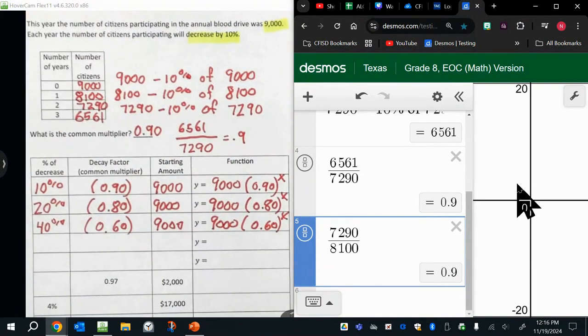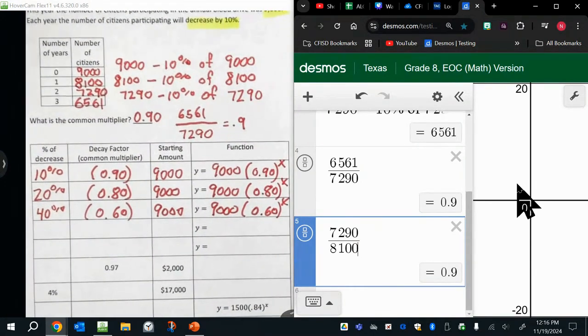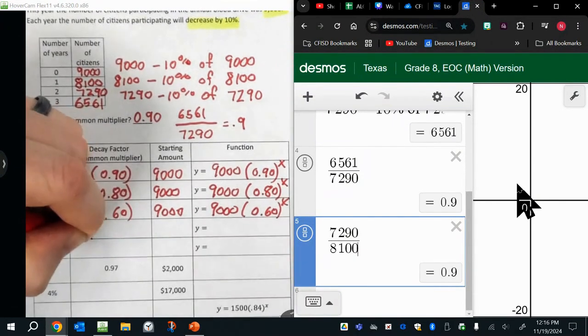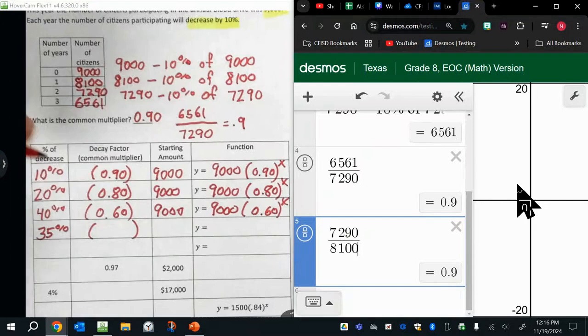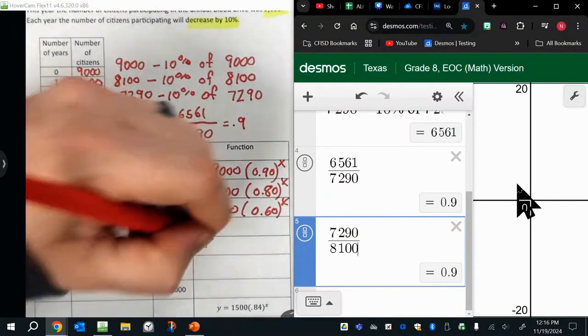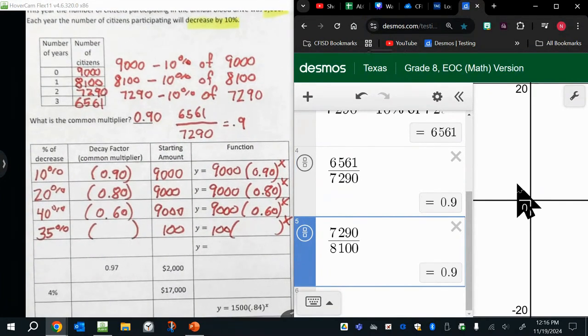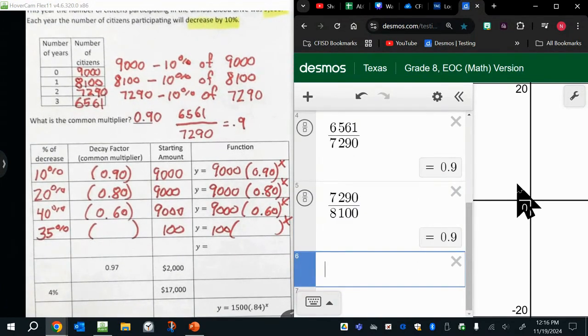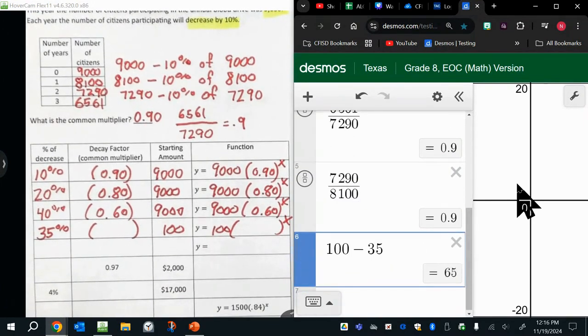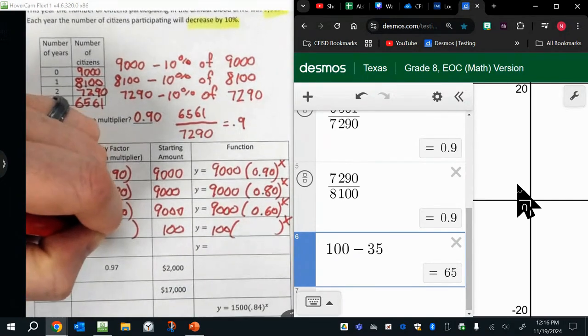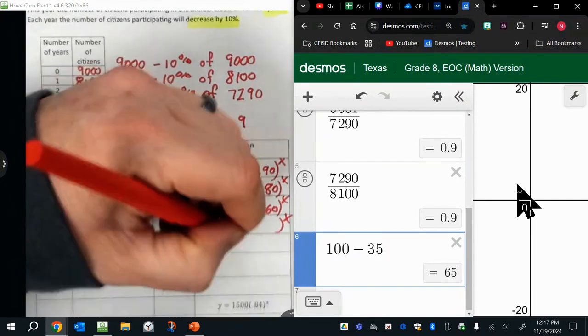All right, let's try some different numbers. Maybe something like, I don't know, 35%. What would that be? Maybe we'll start at $100. Starting at $100, 35. Well, think of it like 100. If you take 35 away from 100, right? 100 minus 35, well, that's 65. So this would be 0.65.